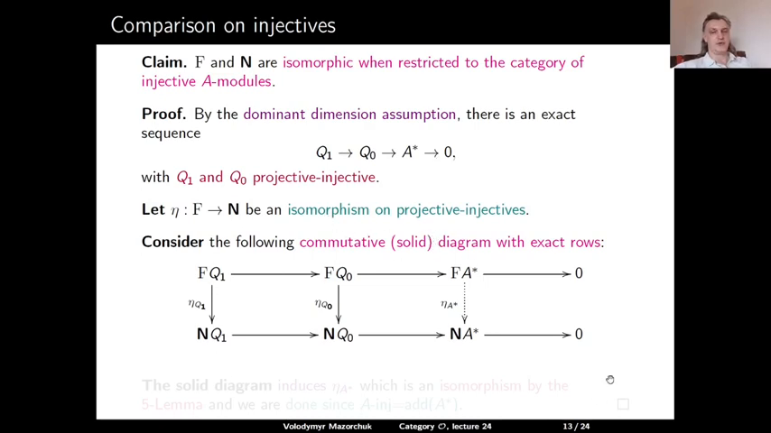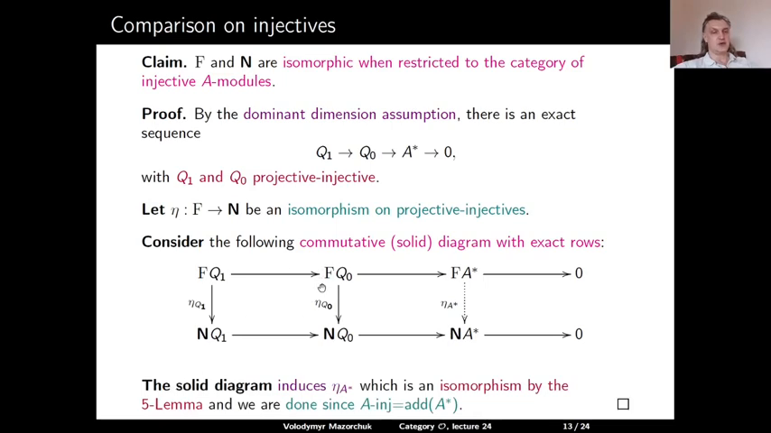we will get the following diagram, where eta q1 and eta q0 are evaluations of eta at the modules q1 and q0 respectively. So here we have the solid square which commutes, and the commutativity of the solid square as usual induces a map, which we denote by eta A star, from F A star to N A star. And from the five lemma, it follows that this map is an isomorphism. So this implies our claim that F and N are isomorphic when restricted to the category of injective A modules.